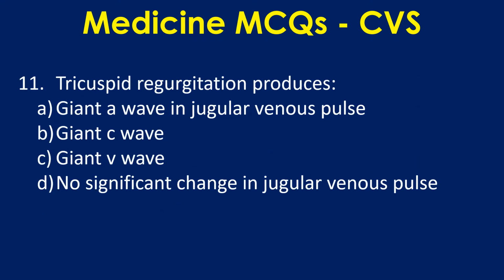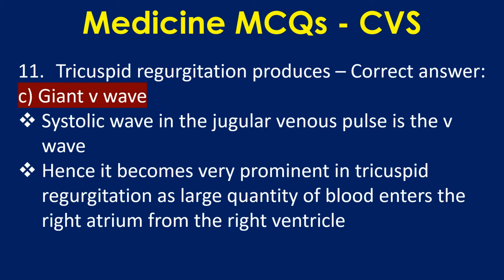Tricuspid regurgitation produces: A. Giant A wave in jugular venous pulse, B. Giant C wave, C. Giant V wave, D. No significant change in jugular venous pulse. Correct answer C. Giant V wave.